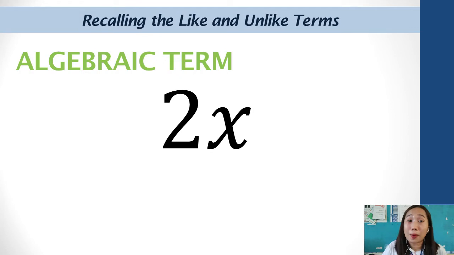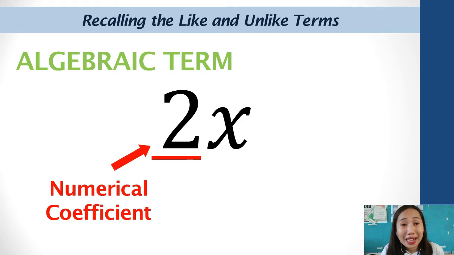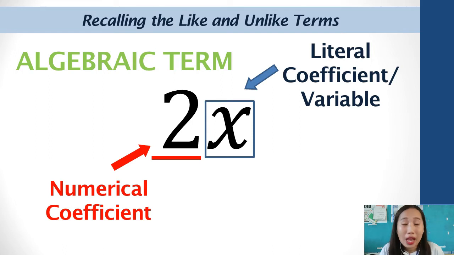Okay, on your screen, you will see an algebraic term. An algebraic term is a component of an algebraic expression. Okay, so here we have 2x. Let us study the parts of an algebraic term. In an algebraic term, we have what we call coefficients. The 2 here is called the numerical coefficient. Numerical meaning numbers. The x here is called the literal coefficient, letters, or our variable, meaning unknown value.